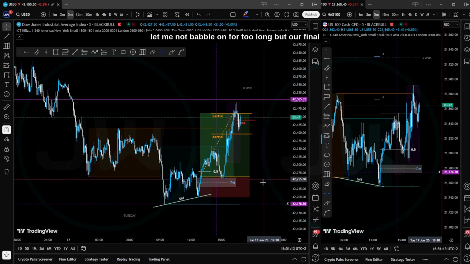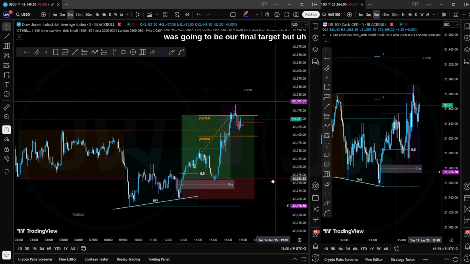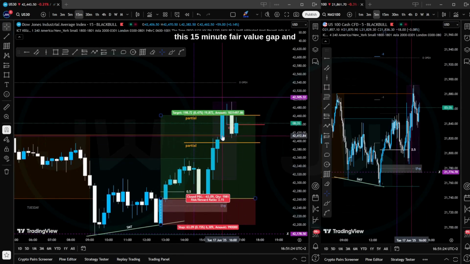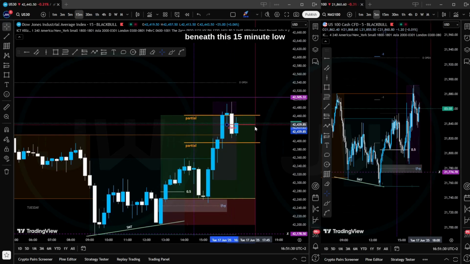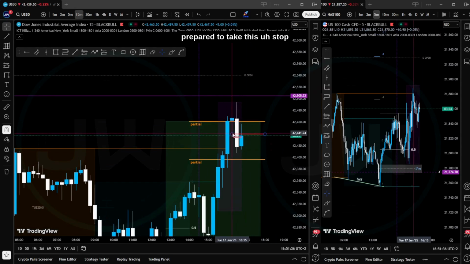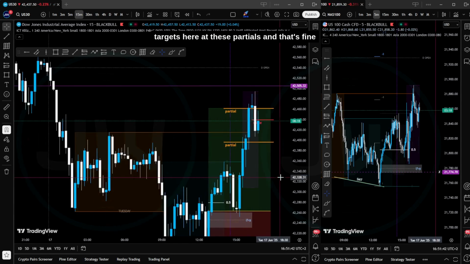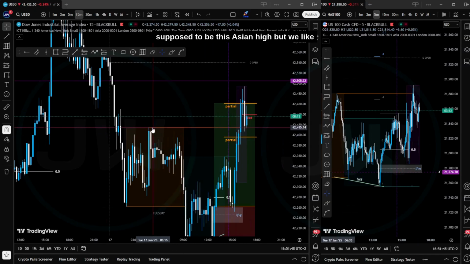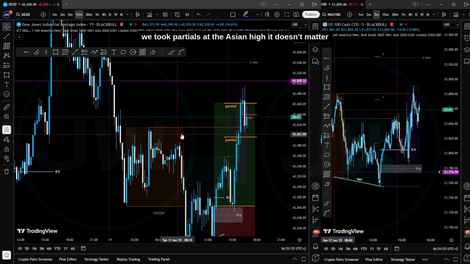So let me not babble on for too long, but our final target would have been this daily open. That was going to be our final target, but price wanted to dip inside of this 15-minute fair value gap, and by that time I already put my stop loss beneath this 15-minute low, so I was fully prepared to take this stop out because we already met our targets here at these partials, and that's fine. If you want to know what these partials were, this partial was supposed to be this Asian high, but we dipped down a little bit, so you could technically say that we took partials at the Asian high.